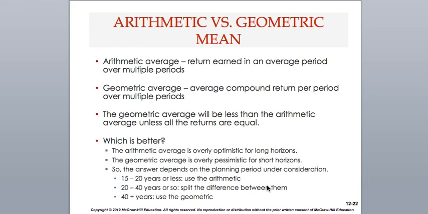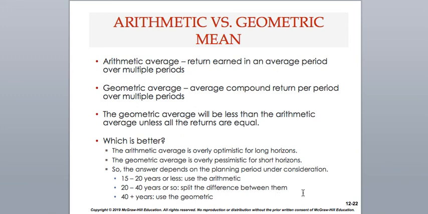The geometric average will be less than the arithmetic average unless all the returns are equal. And which is better? The arithmetic average tends to be overly optimistic for long periods of time, whereas the geometric average tends to be overly pessimistic for short time periods. So the answer to the question, which is better, really depends on the period or the horizon that you are looking at. If you're looking at a period of 15 to 20 years or less, then it's better to use the arithmetic average. If you're looking at a period of 40 plus years, it's better to look at the geometric average. And if you're looking at a time period in between these two, then you would split the difference between them.